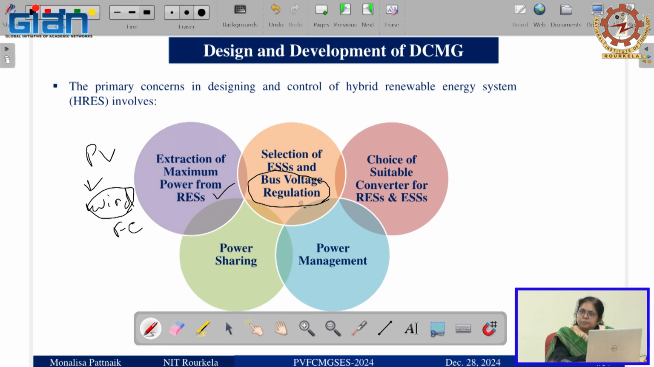Here the power electronic converter we are interfacing between the storage unit and the DC bus will be responsible for regulating the bus voltage. So what should be the power electronic converter? That is another thing you have to choose accordingly.